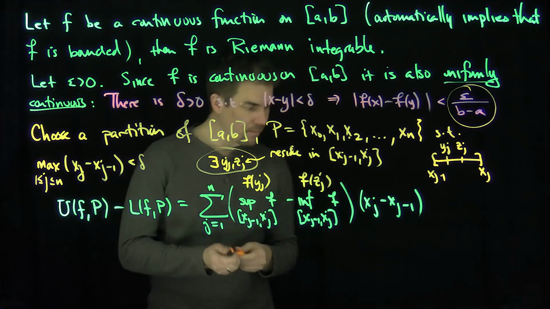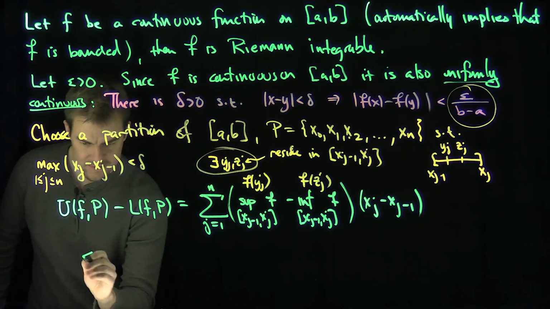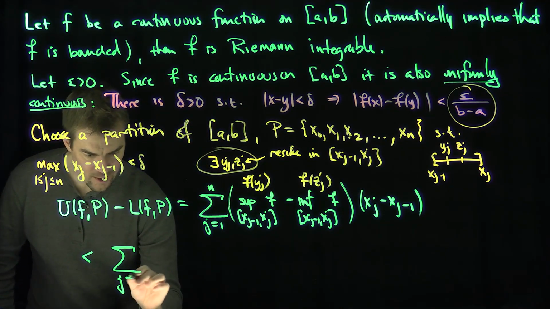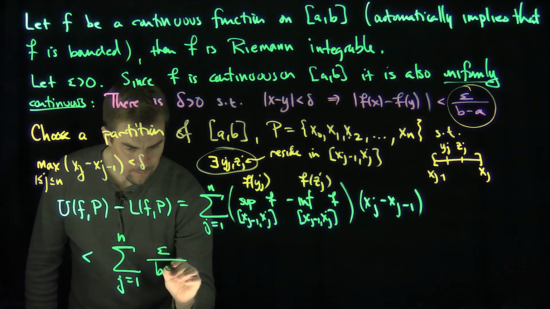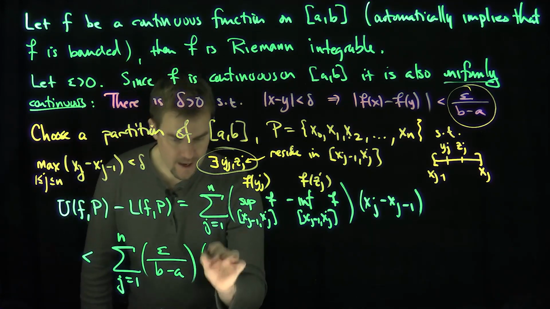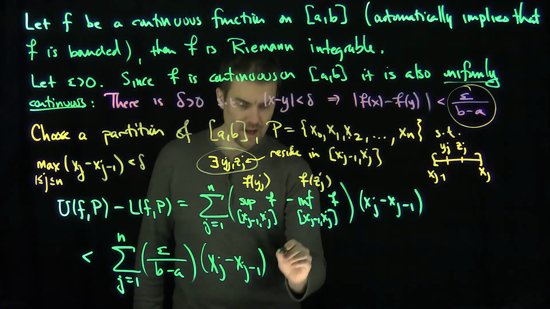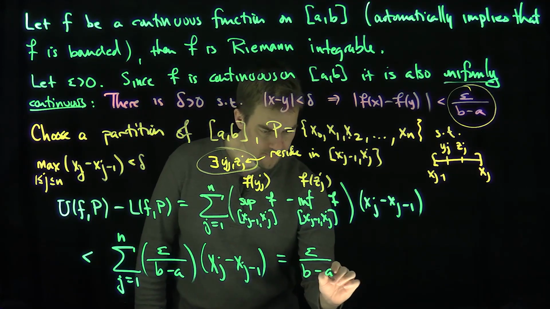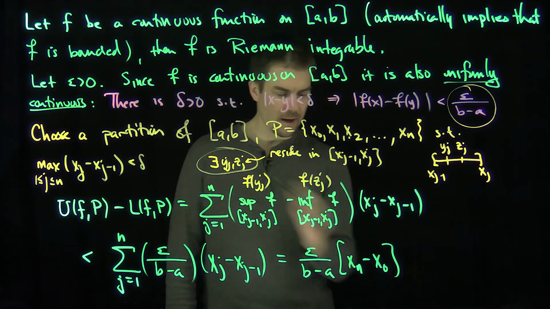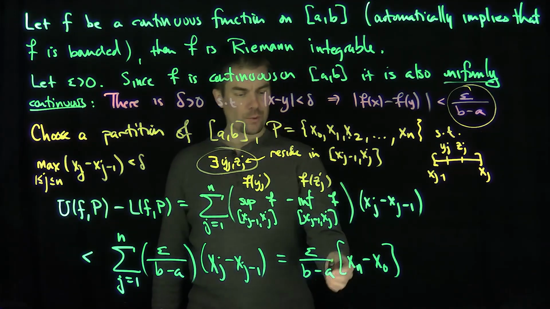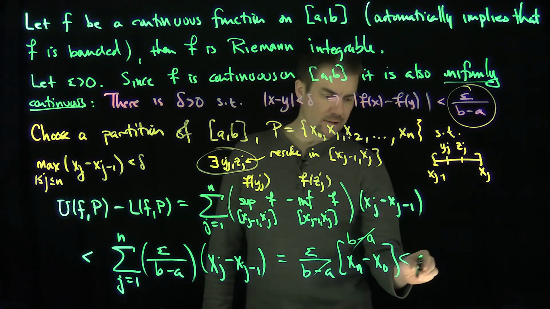So I can estimate this sum now in the following way. This is less than the sum, j goes from 1 up to n, of epsilon over b minus a times xj minus xj-1. And this is a telescoping sum. It telescopes to epsilon over b minus a times xn minus x0. And of course, we know that xn is b and x0 is a. So the b minus a cancels. And this is less than epsilon.